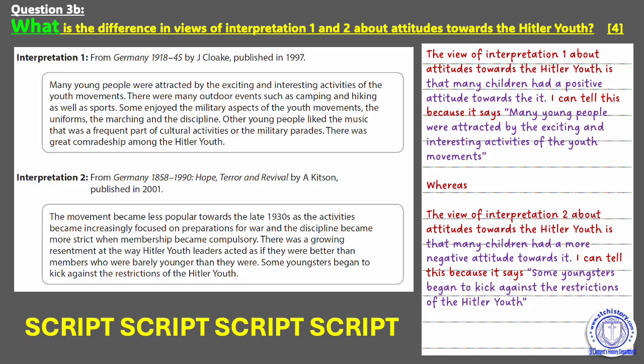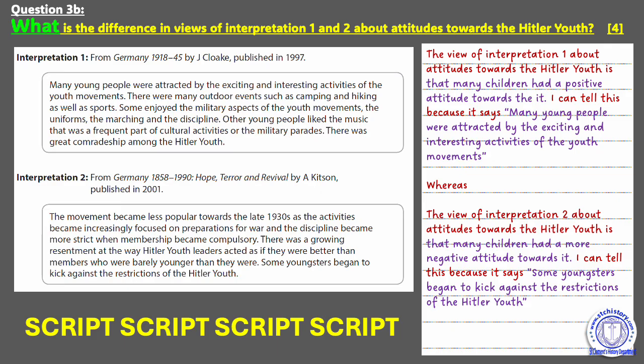The view of interpretation 1 about attitudes towards the Hitler Youth is that many children had a positive attitude towards it. I can tell this because it says, and then we pick out one sentence that's quite positive: many young people were attracted by the exciting and interesting activities of the youth movement. So that's quite clear. That should take you a minute, 2 minutes to do.